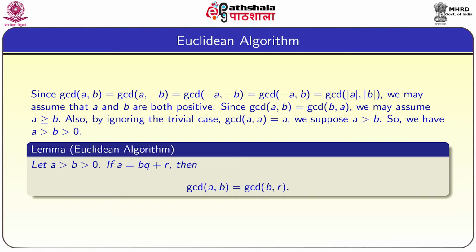So, this is the Euclidean algorithm. In this algorithm, let a be greater than b, which is greater than 0, and also if we have a = bq + r, then we have the condition that GCD of (a, b) is equal to GCD of (b, r). What the theorem states is, instead of evaluating GCD of (a, b), it is sufficient to evaluate GCD of (b, r). That means we are reducing the size of the integers without reducing their GCD.